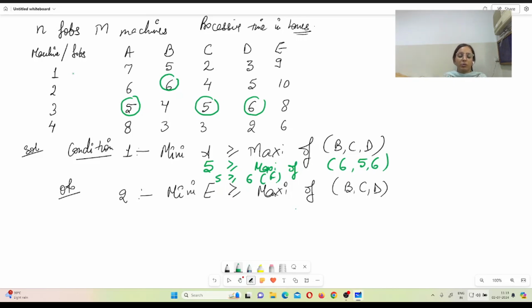Now coming to the second condition, the minimum value of E: 9, 10, 8, 6. So the minimum value is 6. Write it over here, which should be greater than or equal to the maximum value of B, C, D, that is 6, 5, 6. So the maximum value is 6. Yes, 6 is greater than or equal to 6. The condition is satisfied, true.